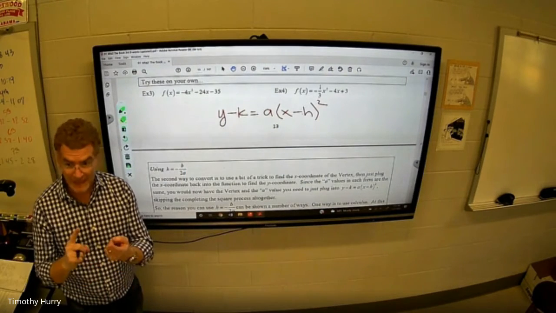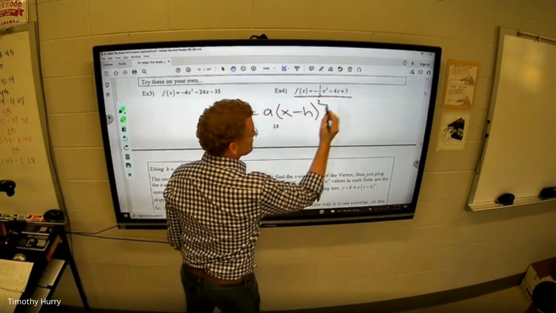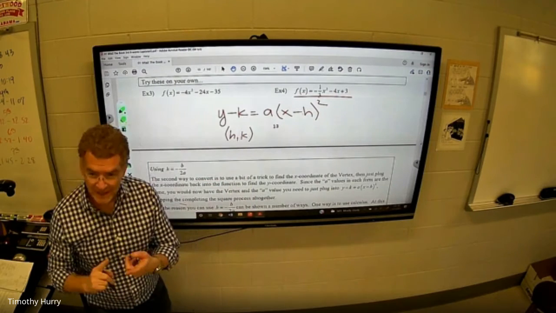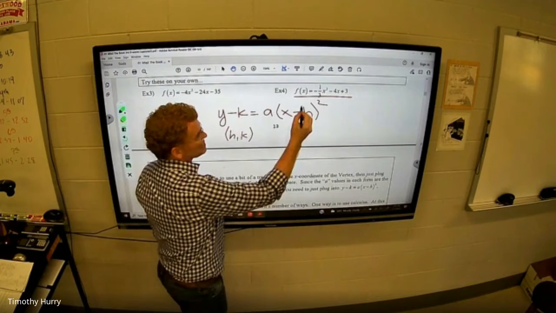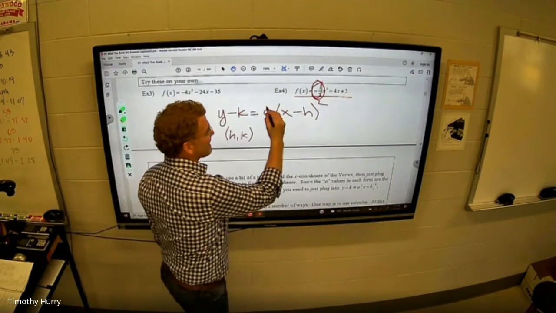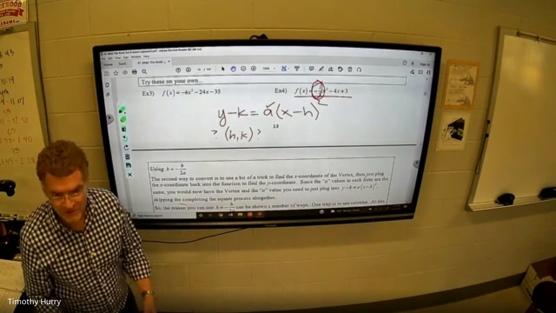I need the vertex, which I have no idea what it is. So I definitely need the h and the k. And I need the a, which I already have if I look at my original function. So I'm going to have that. I just need to know those two variables, the h and the k.